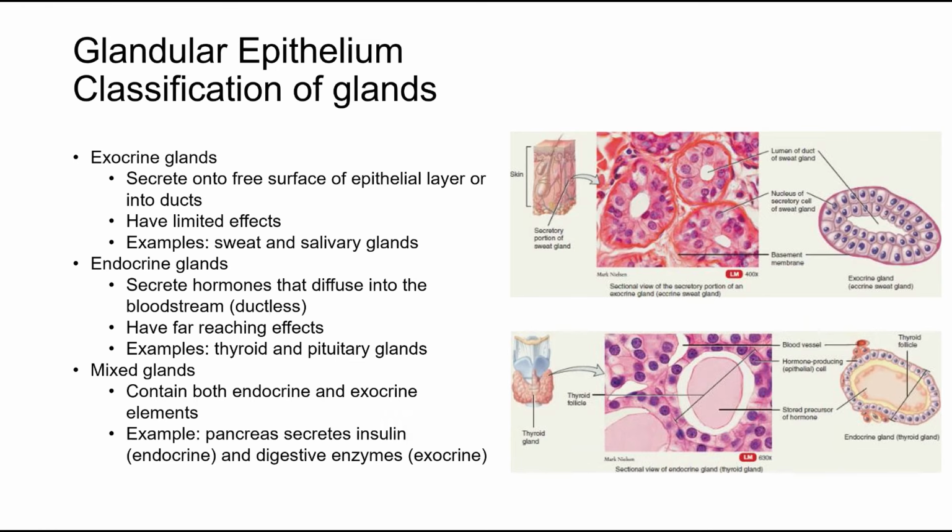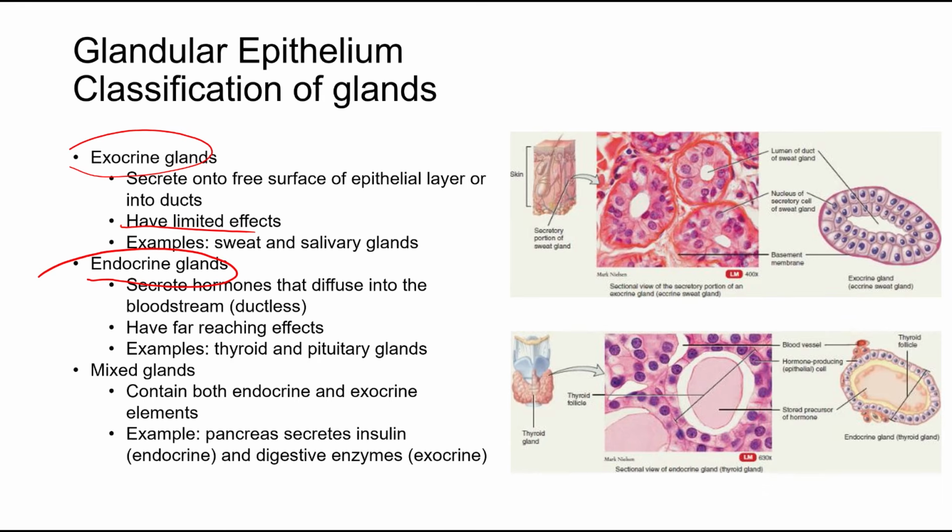Glands are classified as exocrine glands, which secrete onto free surfaces, and that's why they need a duct. They secrete locally, so they have limited effects. For example, the salivary glands, the sweat glands, sebaceous glands, and the other type of glands are endocrine glands. They secrete hormones that reach the blood and circulate in the blood. So they don't need to have ducts.